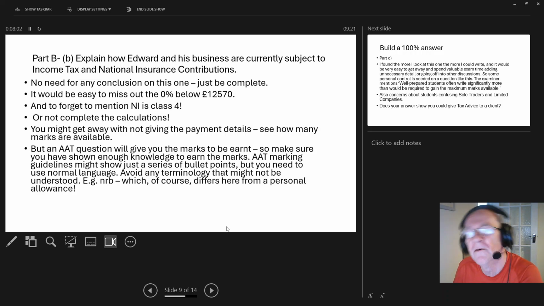So yes, I've got the 0%, which is easy to miss out, and obviously I've got to make sure it's class 4. Or not to complete the calculations, leave them suspended. I mentioned earlier, you might get away without the payment details. Just have a look and make sure the marks have been earned. Also, in questions like this, avoid terminology that might not be understood. I wouldn't use NRB, the nil rate bands, and make sure it's clear here it's a personal allowance we're talking about, not a nil rate band, the under 12,570 for a sole trader.